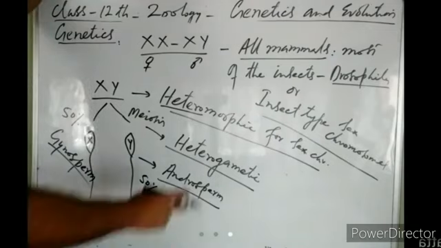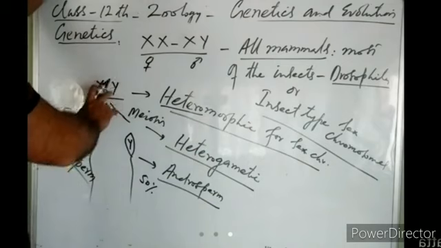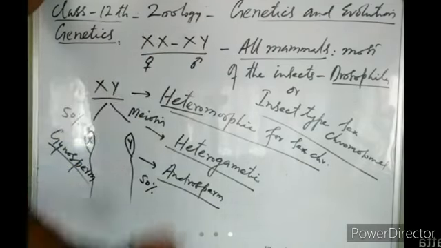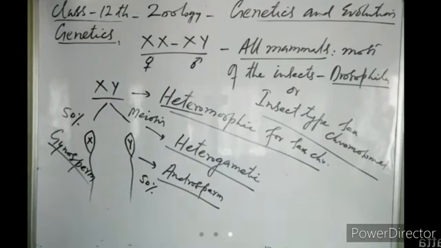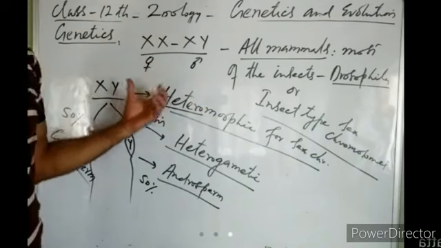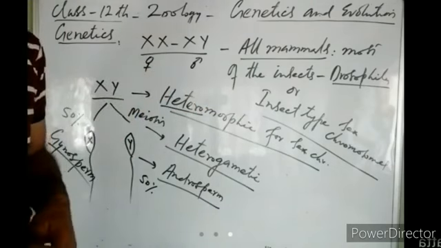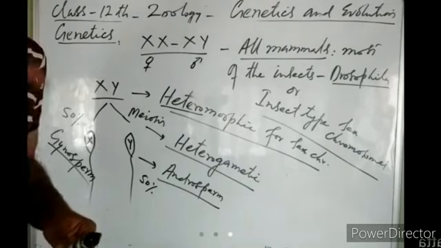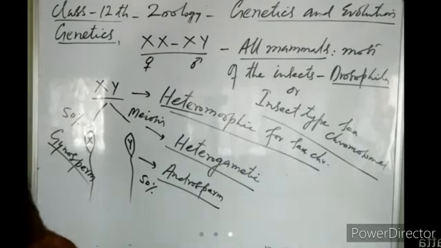So male is said to be heterogametic and heteromorphic for the sex chromosome, and female is said to be homogametic and homomorphic for the sex chromosomes, right? So this is all about the condition of XX and XY. Now in this, there is another condition, XX-X0. Since we are running out of time, we will discuss that in the next lecture.